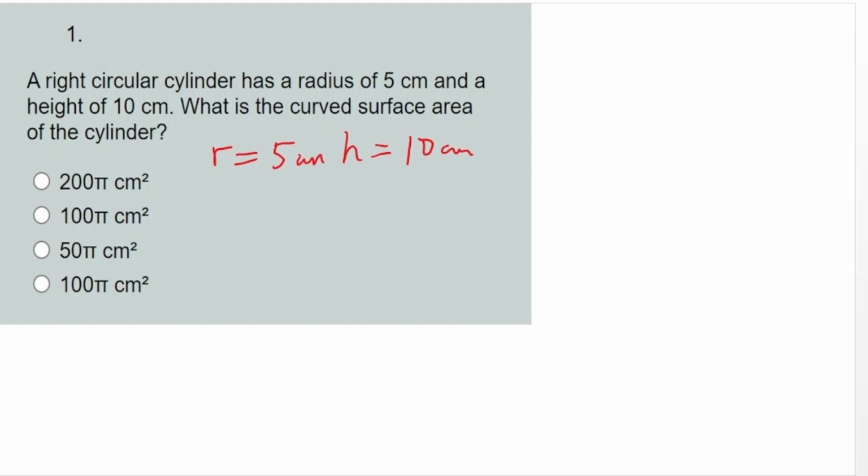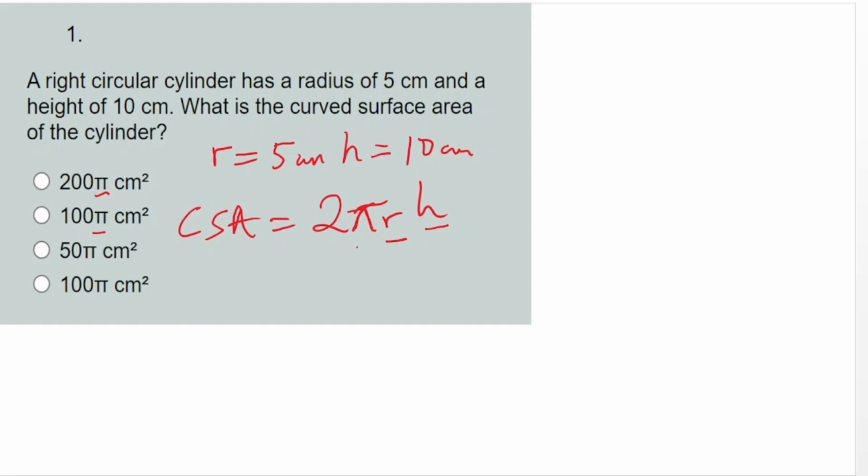The first thing is, what is the formula for calculating the curved surface area of a cylinder? As I've told you, the curved surface area of a cylinder is 2 pi r h. We have the radius, we have the height, and we can also find the value of pi. But one thing you must take note of is, you look at the options given to you, you can see that they are all in pi.